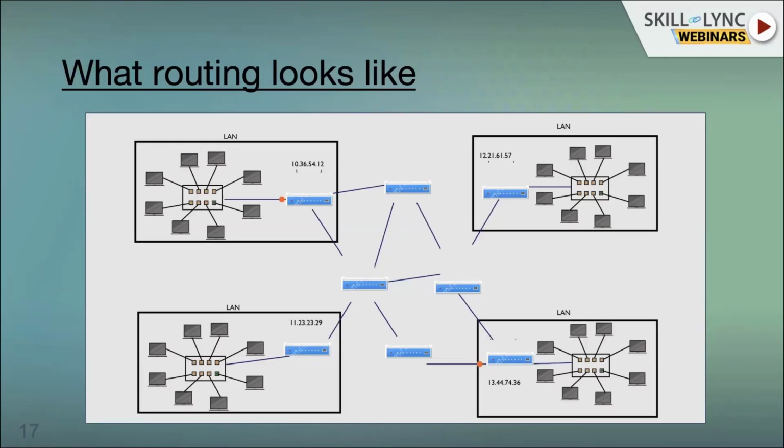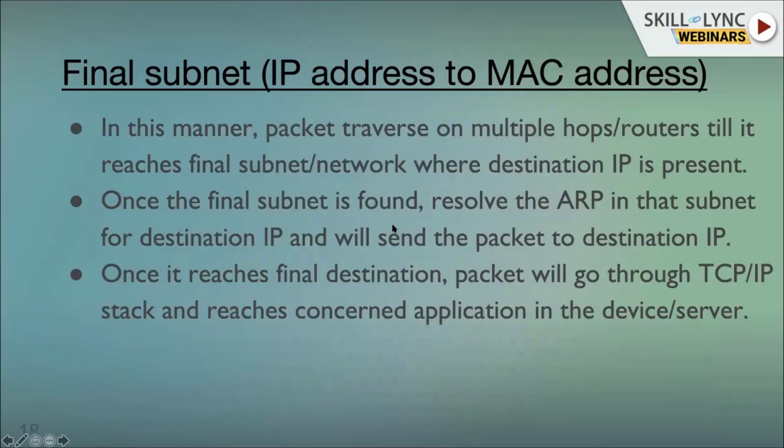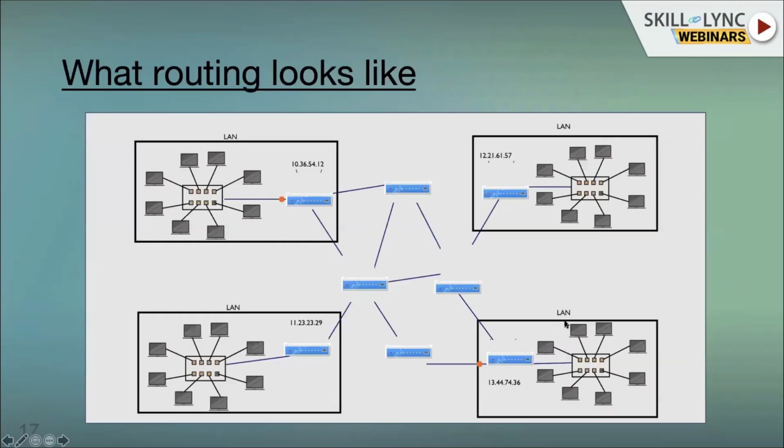Okay, so this is how the routing looks. There will be very complex routing algorithms, which is a different subject altogether. Assume that it all learns dynamically, automatically. The final subnet, I mean to say, is where that Google IP is present, right? That is the final subnet.